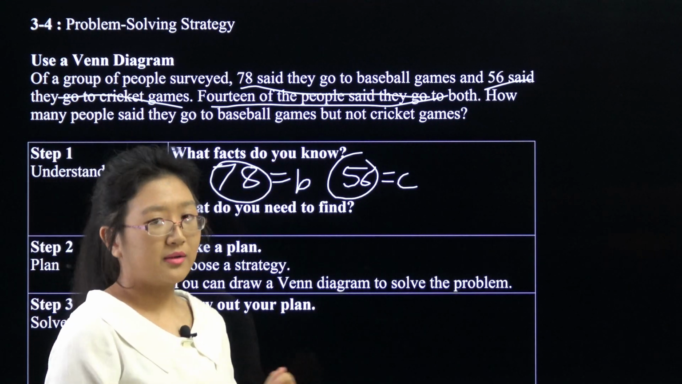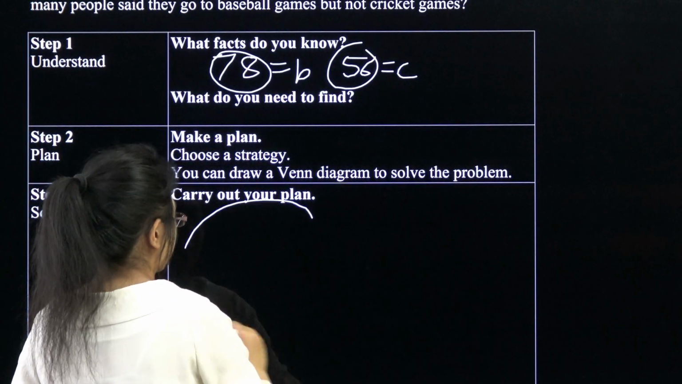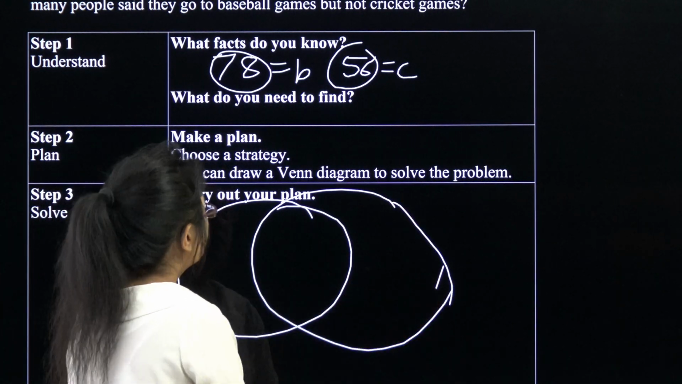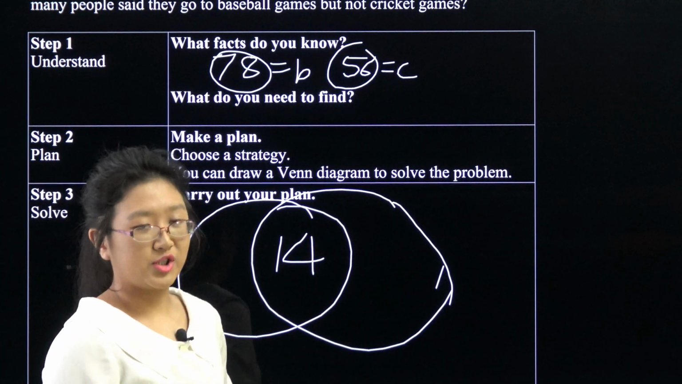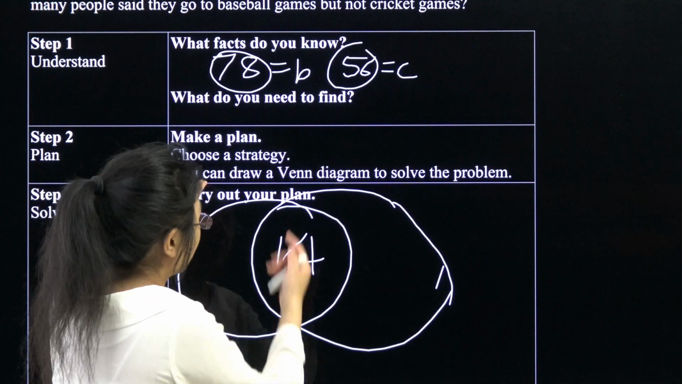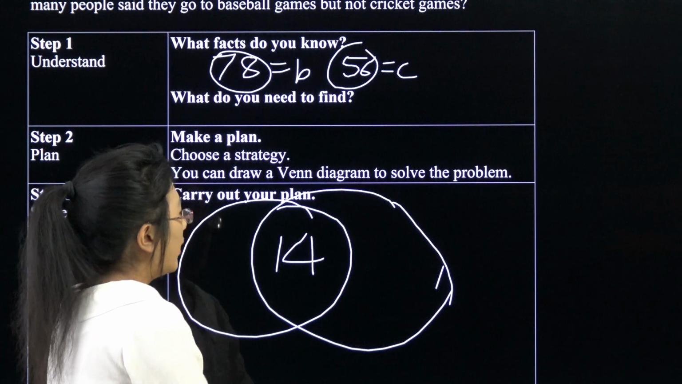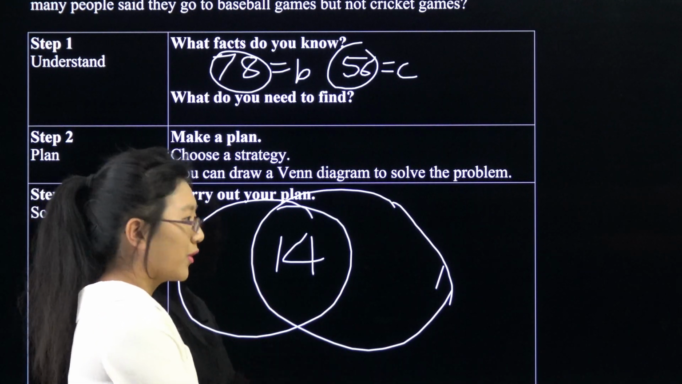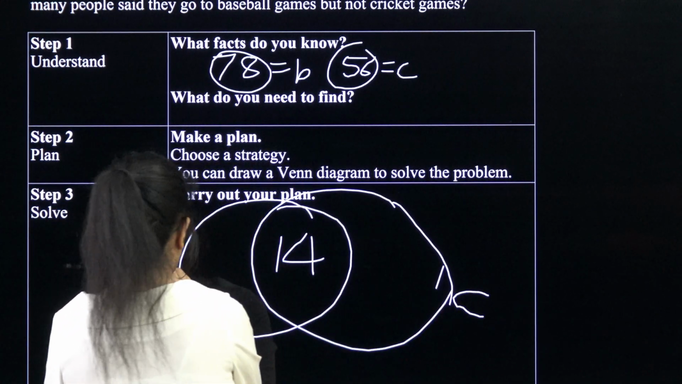So, how do we make a Venn diagram? Well, first we draw the two circles of the Venn diagram, because that's what Venn diagrams look like. And then we put 14 in the overlapping region, because 14 people in both groups said that they go to both. Now what would we do about this one? Well, first we need to label it. So this one would be cricket, and this one's going to be baseball.